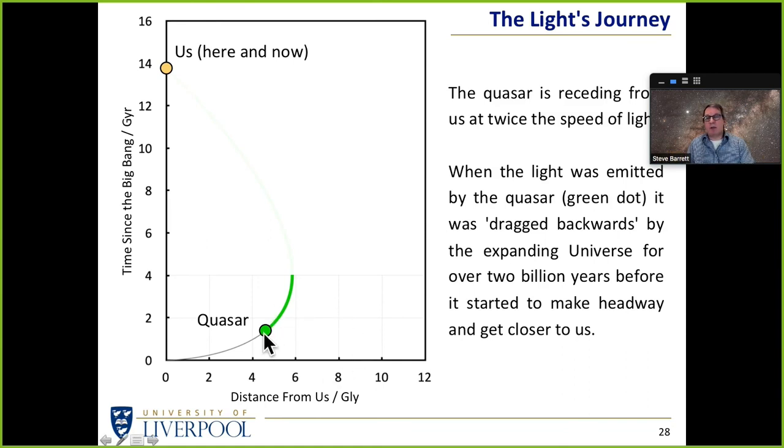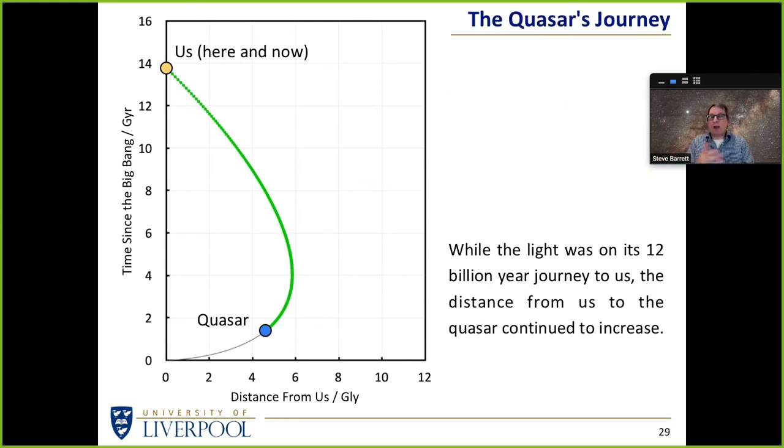So it's really weird, but for something like 2.5 billion years, the light is actually getting dragged backwards before finally the light makes enough headway to start making it towards us. So on a distance from us and time graph, that is what the light actually does. It's weird, but that's what happens when you live in an expanding universe. If the universe wasn't expanding, we wouldn't have any of these complications.